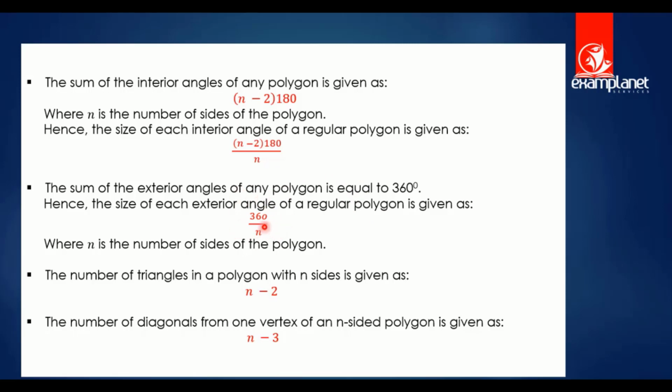Now the number of triangles in a polygon with n sides is given as n minus 2. So the number of triangles you can form in a polygon with n sides will be n minus 2. For example, in a pentagon, the number of triangles is 5 minus 2, because the number of sides is 5. Let me show you that.